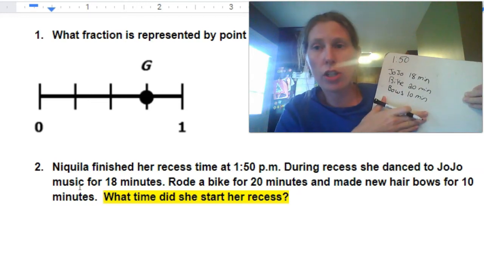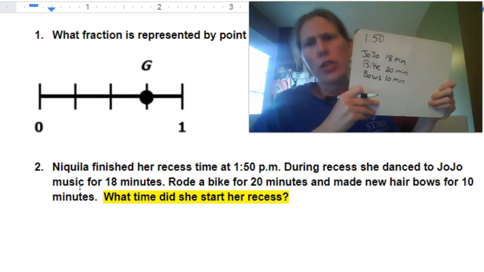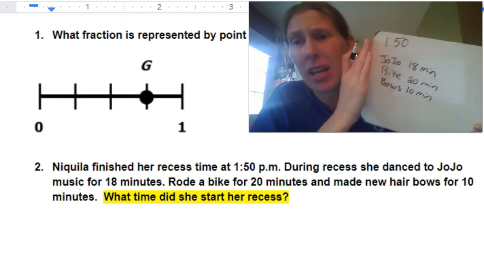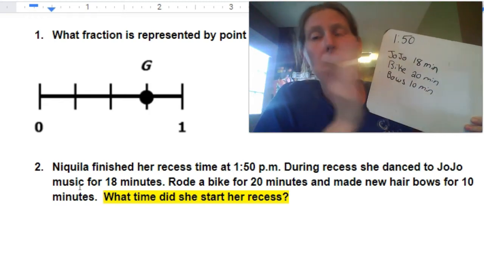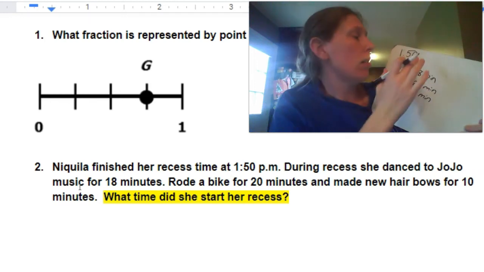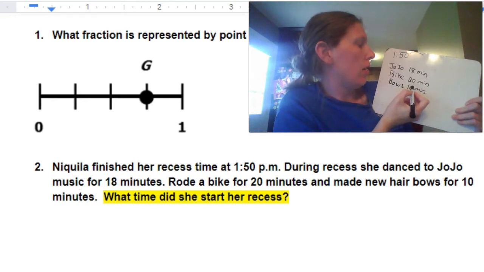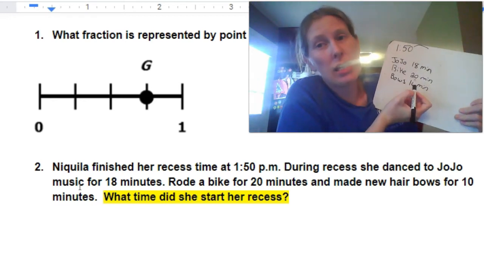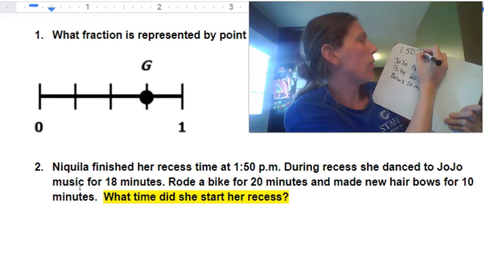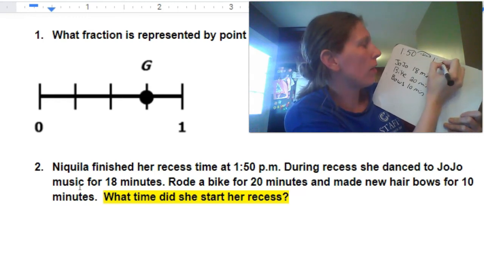This is all the things she did during recess, but I need to figure out what time she started recess. There's a couple of different ways you can do it. So one way I could do it is I could just take my end time, and I can just go backwards and take away all this time that she spent doing these things. So I could take 1:50, and I can take away these 20 minutes, because that'd be pretty easy to take away because 50 and 20 are friendly numbers. So if I go backwards 20 minutes, what time would that be?